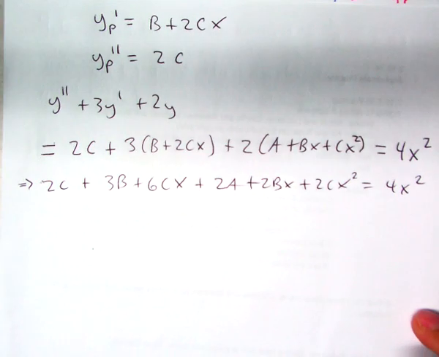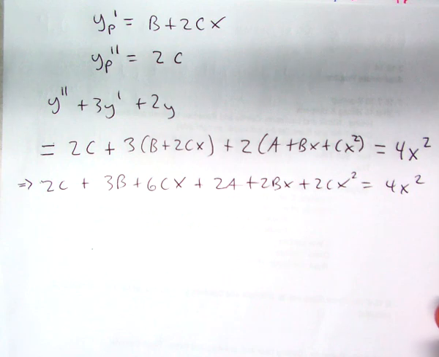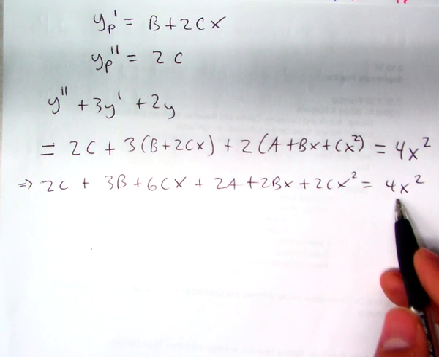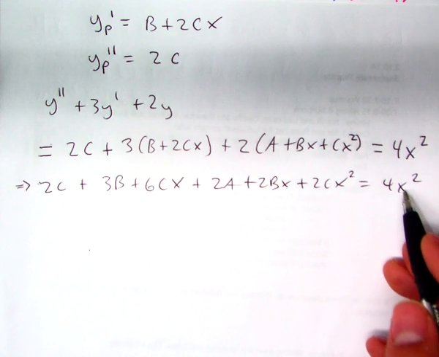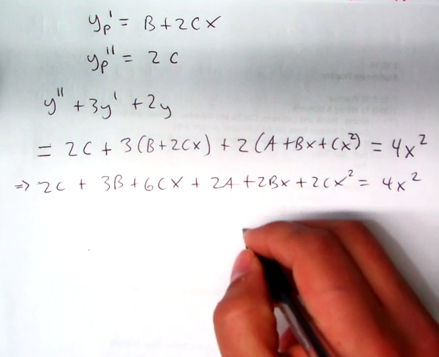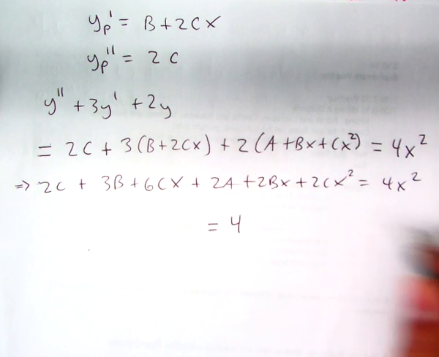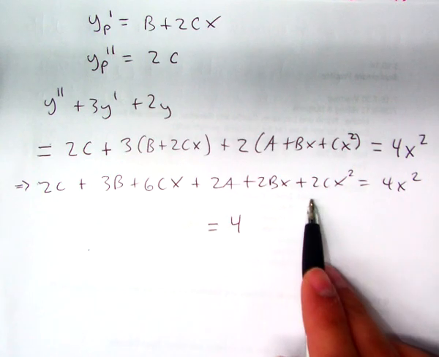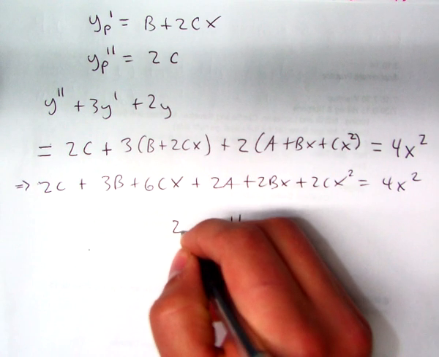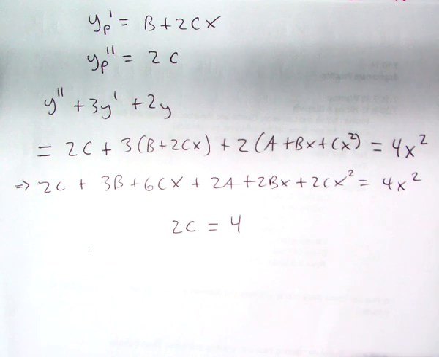And this is what I meant earlier about comparing coefficients, kind of like you did in partial fractions. On the right-hand side, you have one x squared term only, right? So if you compare the 4x squared, the 4 should be equal to what on the left-hand side? 2c. Does that make sense? And we do that for all the terms.